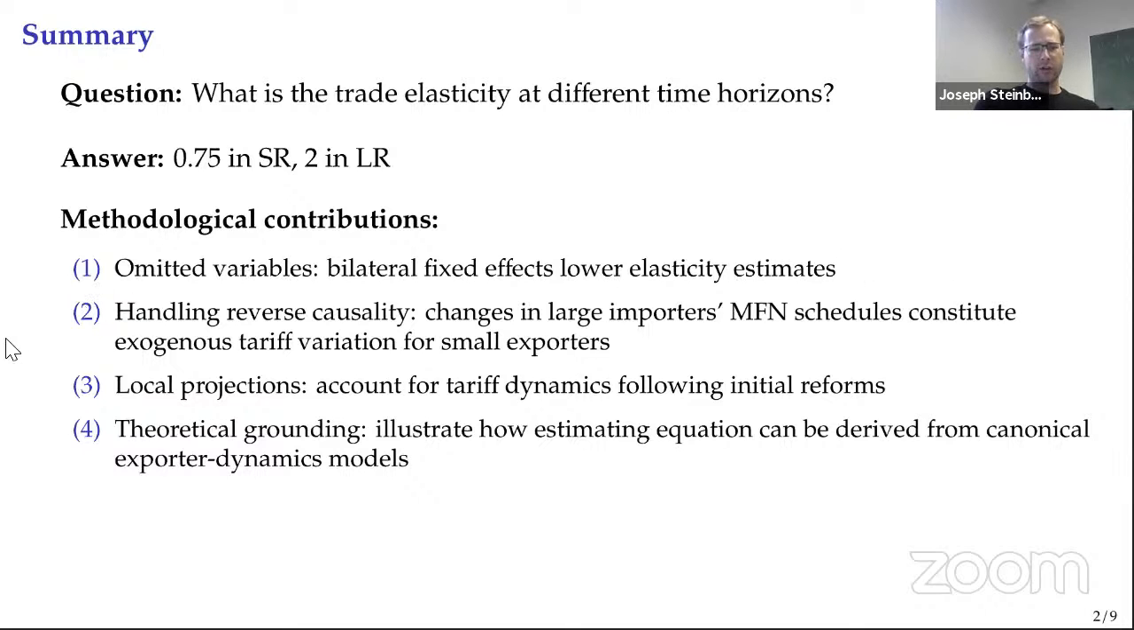And finally, the model in this paper is not new, and Nitya didn't have time to go into it. But what I really like about this is that basically the authors are showing some theoretical grounding for their local projections framework. Basically showing how any of the canonical exporter dynamics models, Krugman or maybe even Costas's job market paper, give rise to the main estimating equation that's used in this paper, which I think is really cool.